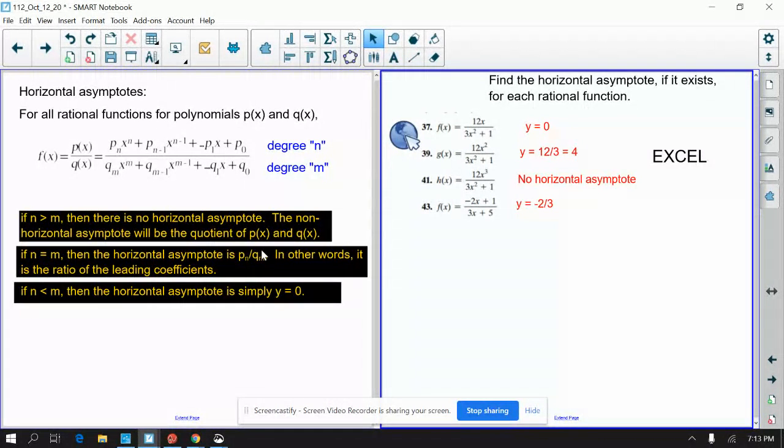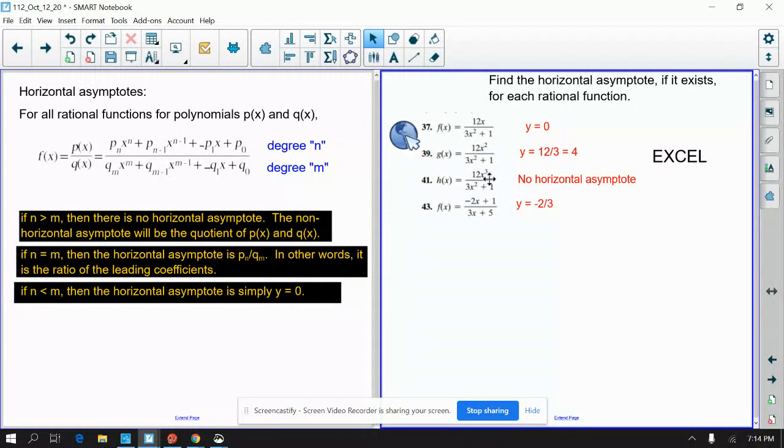Horizontal asymptotes only occur when the degree of the top and bottom are the same. Then it's the ratio of the leading coefficients. Like, for instance, in this case, it's y equals negative 2/3. Or if the degree in the denominator is greater than the degree of the numerator, like in number 37, then you have just y equals 0. For all other cases, the degree of the numerator is greater than the degree of the denominator, and you don't have a horizontal asymptote. You may have an asymptote, but it's just not a horizontal line. It could be a slanted line.